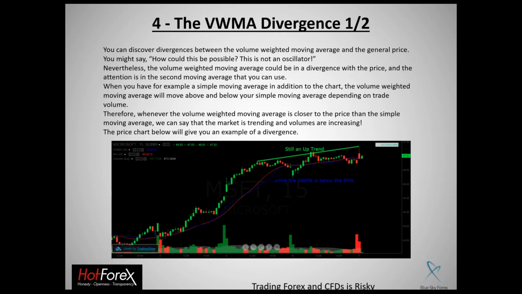So the fourth way or method how you can utilize the volume weighted moving average would be a divergence between the price and the combination of volume weighted moving average and simple moving average. Okay. Now a divergence, sure, this is not an oscillator, the moving average, but you can still observe the divergence between the combination of these two moving averages and the price.